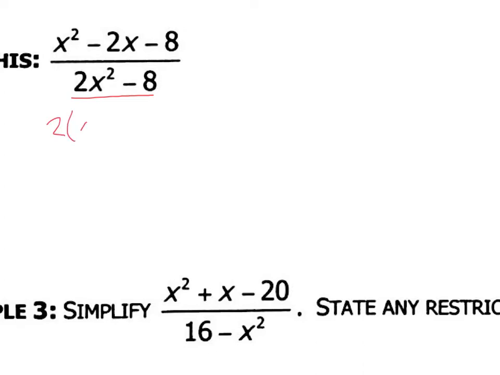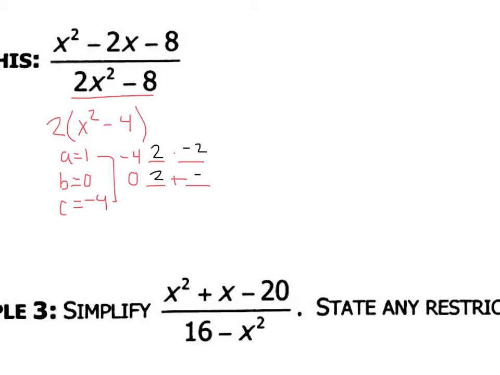That leaves me with x squared minus 4. Now I can do ABC with what's in the parentheses. So A is 1, B, there is no B, so it's 0, and C is negative 4. So when I do A times C, it is negative 4 and B is 0. I need two numbers that when multiplied would give me negative 4, but add to be 0. Okay. If you got 2 and negative 2, then you're correct.